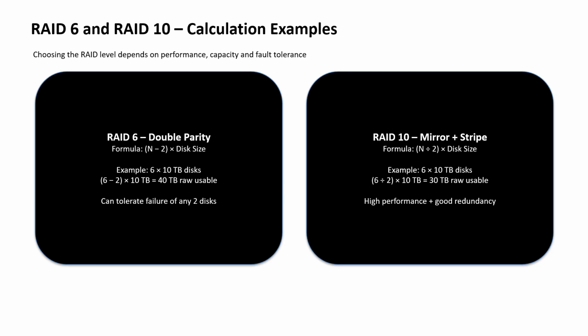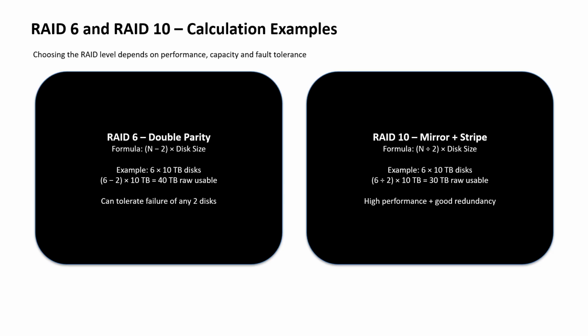Let us take 6 disks of 10 TB each. The calculation is 6 divided by 2 into 10 TB is equal to 30 TB usable capacity. So from a total of 6 disks we get 30 TB usable capacity. The other 30 TB is used for mirroring copies. Is it clear? The advantage of RAID 10 is excellent performance and good redundancy.